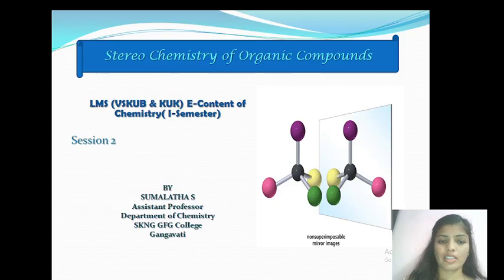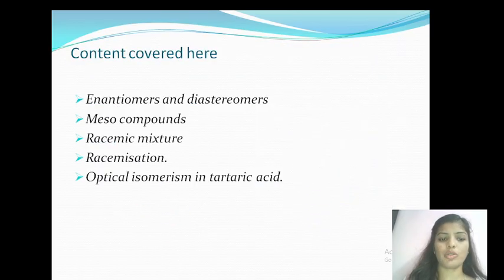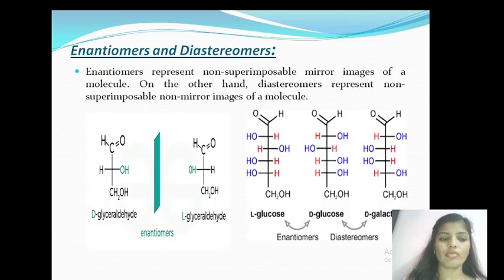Now in this session we are going to discuss enantiomers, diastereomers, meso compounds, racemic mixture, racemisation and optical isomerism in tartaric acid. Okay, let's begin. What are enantiomers and diastereomers?